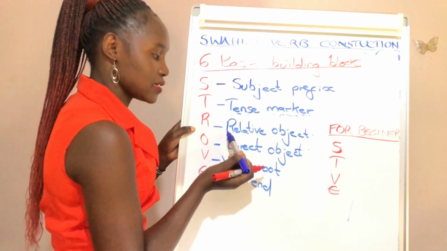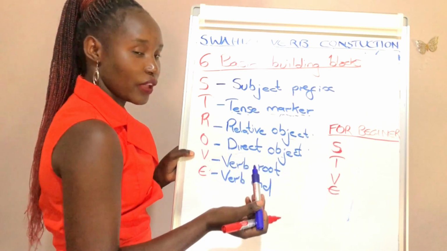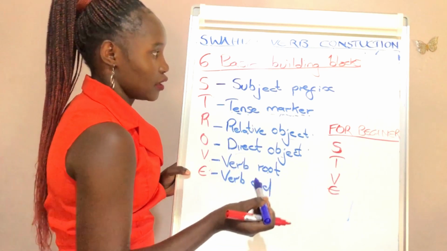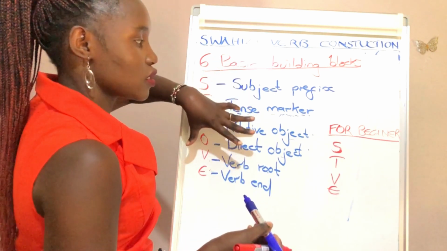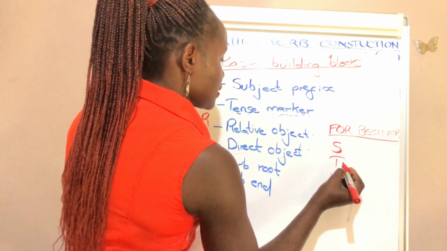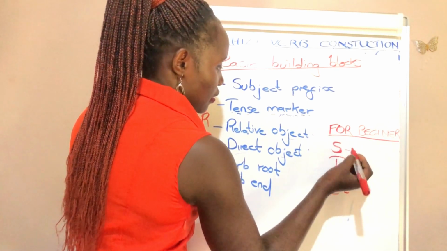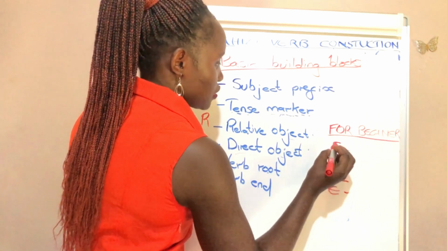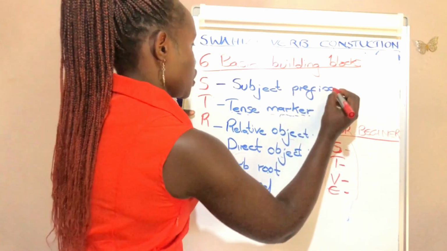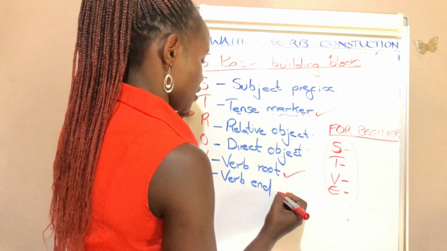And then we have relative object. We have direct object. We have a verb root, which you just saw. And then the verb end. So these are the 6 basic building blocks. But for a beginner, you need subject prefix, a tense marker, a verb root, and a verb end to be able to construct a full verb. This is all you need. Subject prefix, tense marker, verb root, and the verb end.